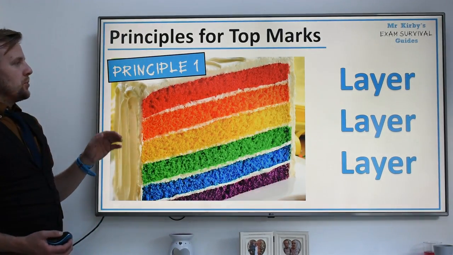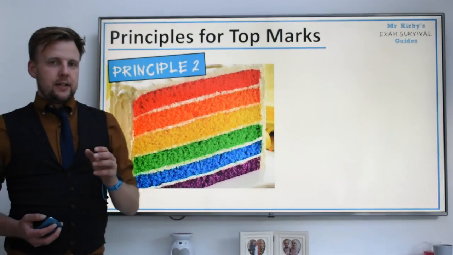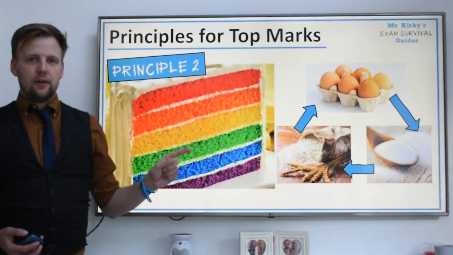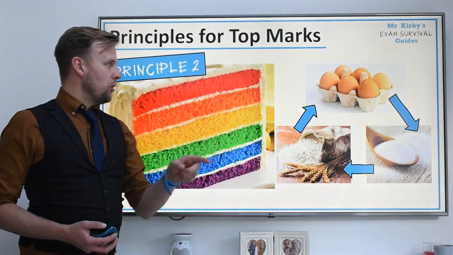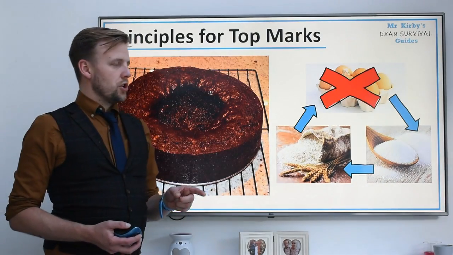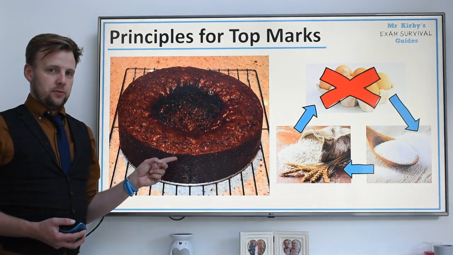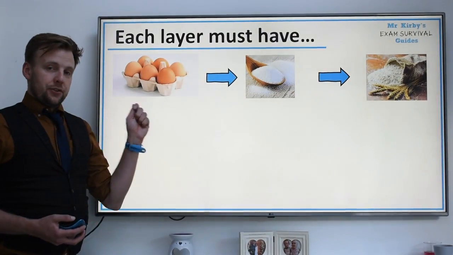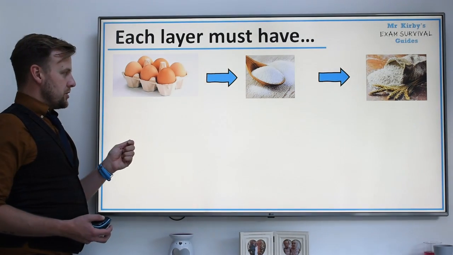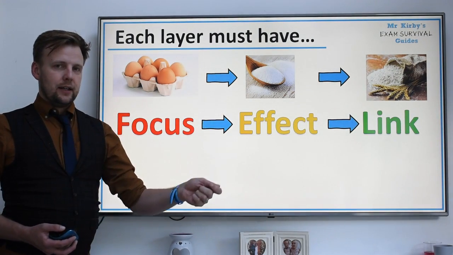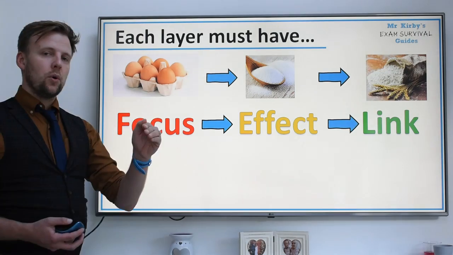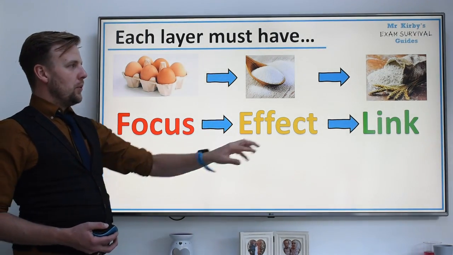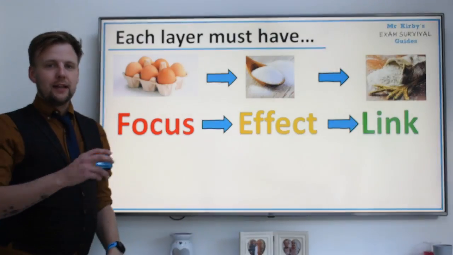Principle number 2: cake is very simple to make really. Apart from a few other bits and pieces, it involves some egg, some sugar and some flour. But if I follow my recipe wrong and I put the wrong amount of eggs in, or the wrong amount of flour or sugar in, my cake goes wrong and it goes pear-shaped. Our English language is exactly the same in that the three things that we need are our focus, our effect, and our link. And every single one of our layers has to have those three ingredients within it. Because if there's ever a time where I'm missing one of those ingredients, that layer goes to pot.